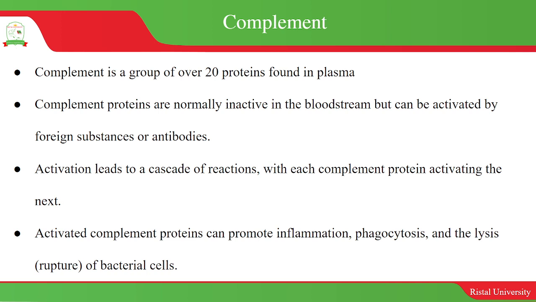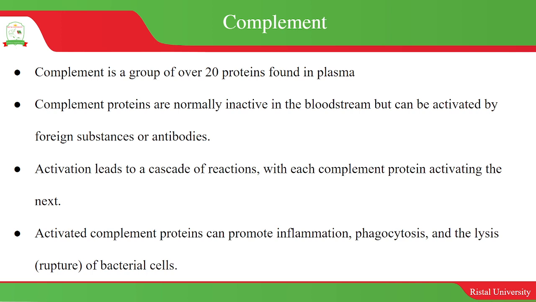We also have other components of the innate immunity, and one of those is the complement system. The complement system basically is about proteins that are found within the plasma and are usually inactive. But when a pathogen invades the body, these complement proteins are activated. The activation of these complement proteins results in a cascade of reactions that will lead to a series of other reactions that will result in processes such as inflammation, phagocytosis, and lysis.